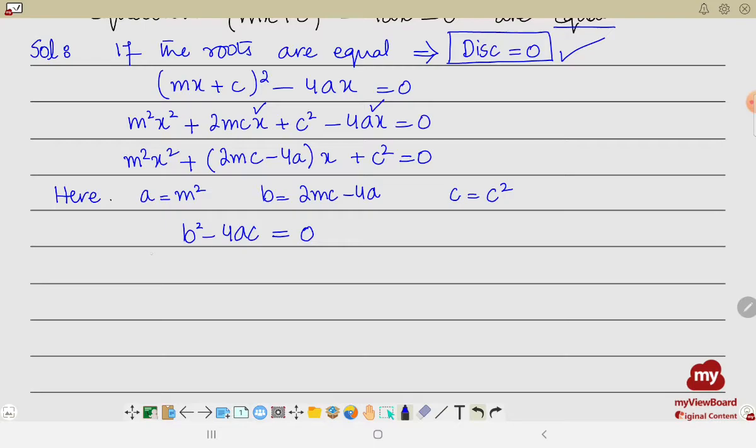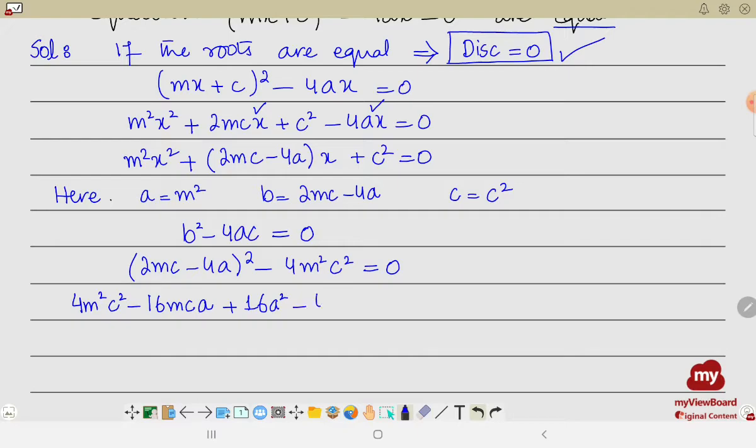Now we'll insert the values. Instead of b, we'll write (2mc - 4a)² minus 4, instead of a, we'll write m², instead of c, we'll write c², equal to 0. We just have to open up the square. It will become 4m²c² - 16mca + 16a² - 4m²c² = 0.